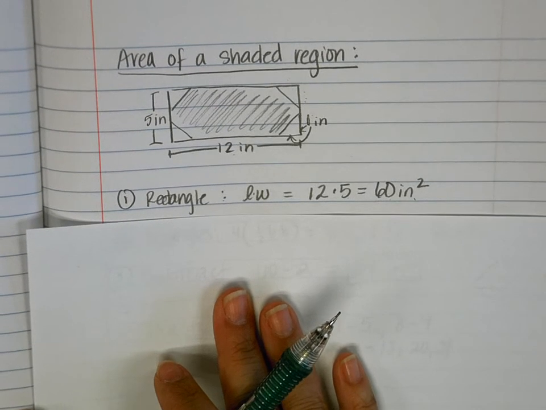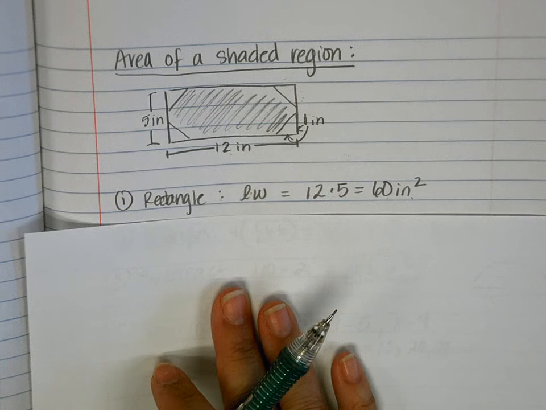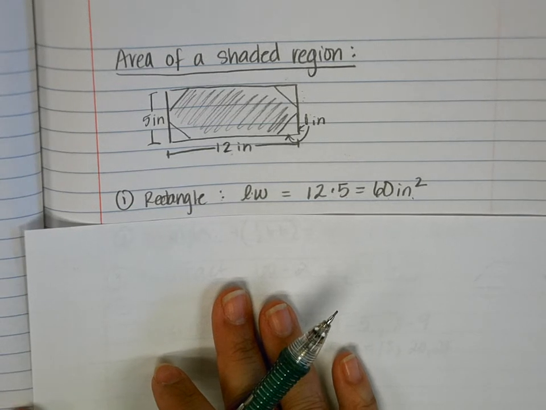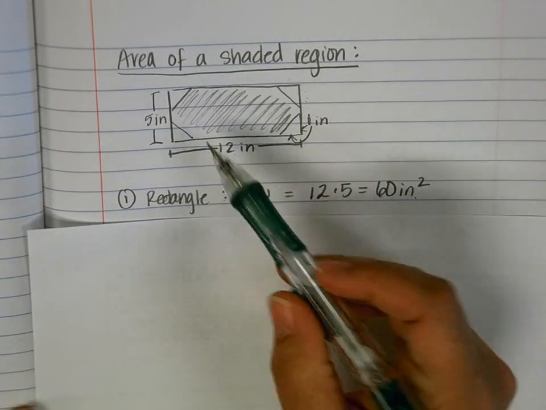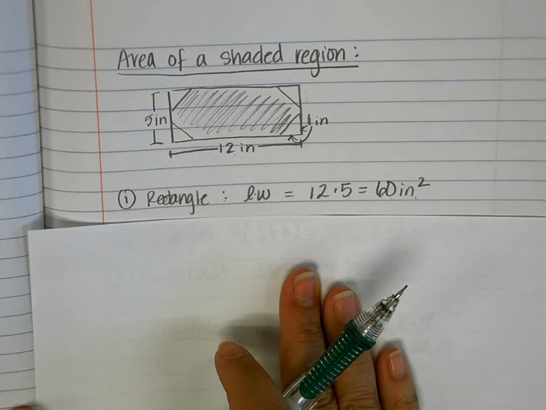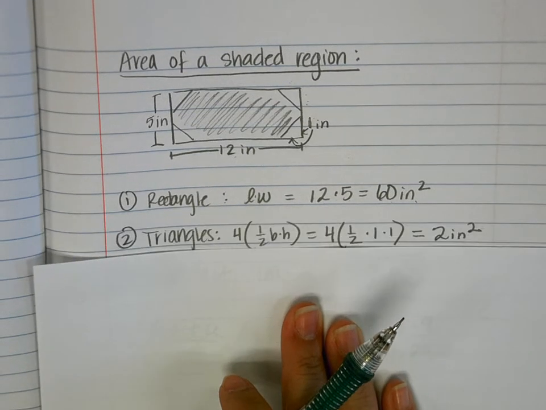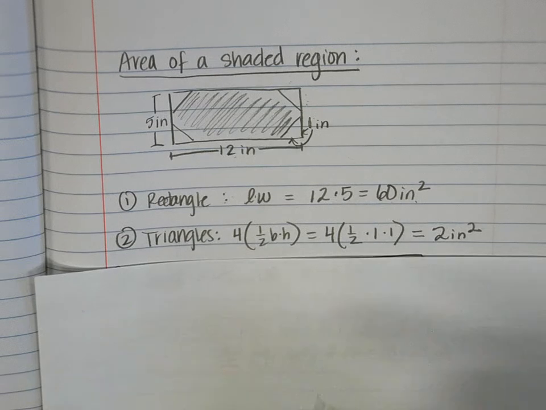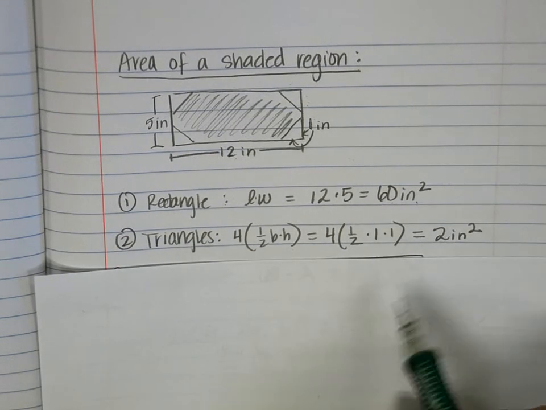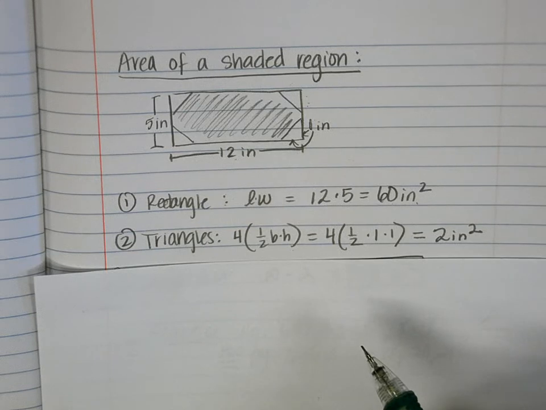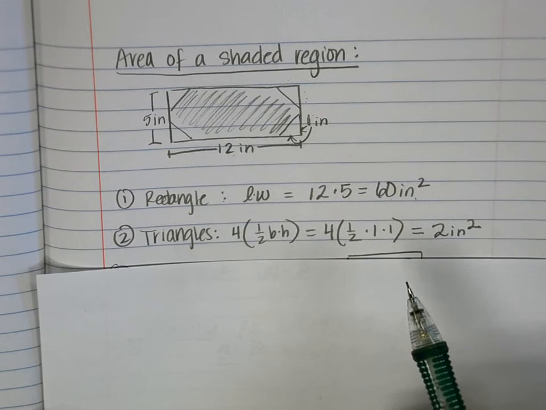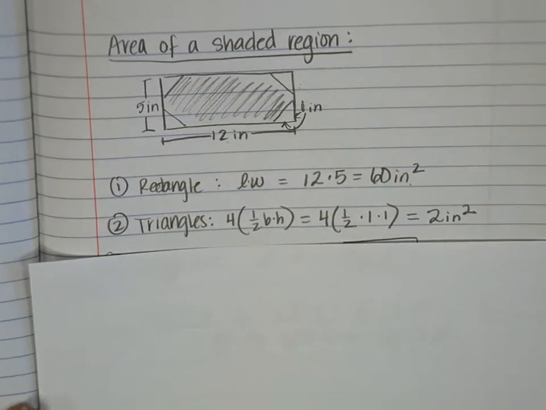Okay. Good on the rectangle. Everyone's like, yep, I got that, 60. Now, we need to find the area of the triangles. There's 4 of them, right? So our formula is 1/2 base times height, but there's 4 of them, so we can multiply the 4 on the outside. Is it always going to be half? That's the formula, right? Because a triangle is half of a square or a rectangle, so it's half.